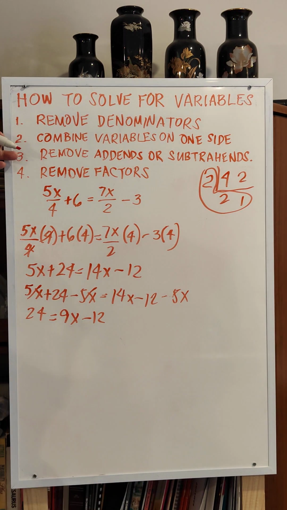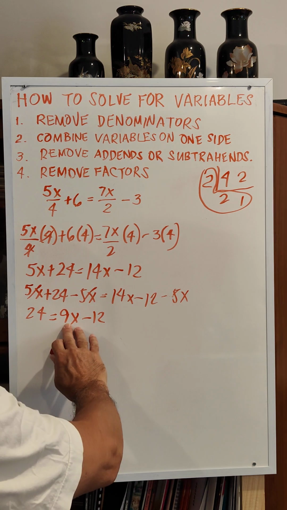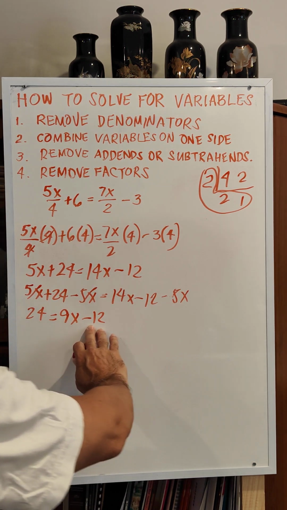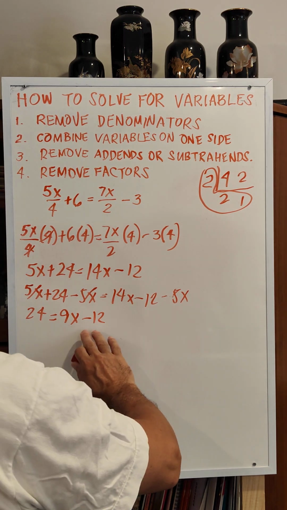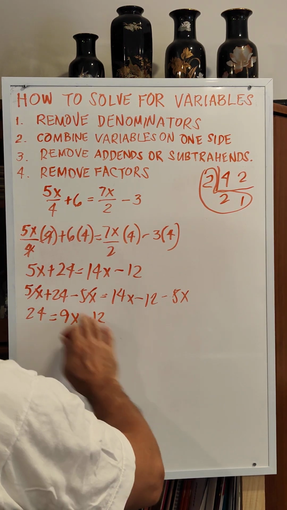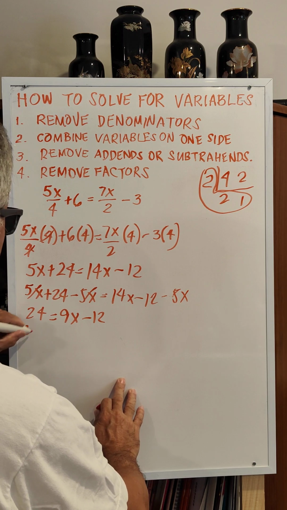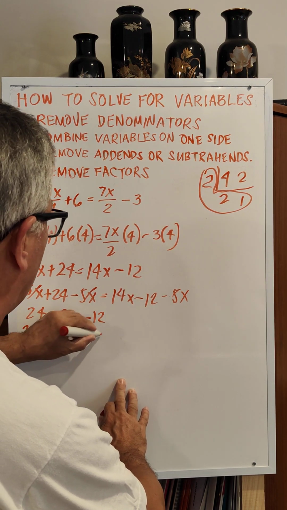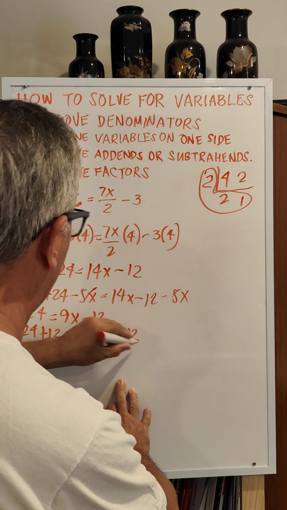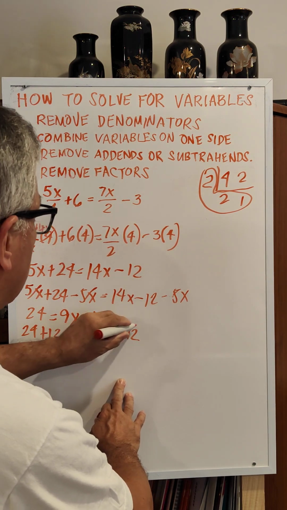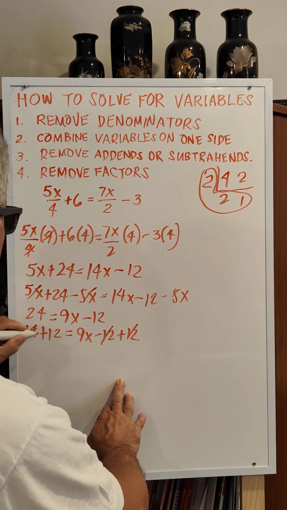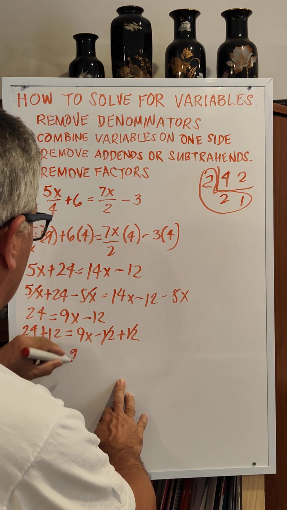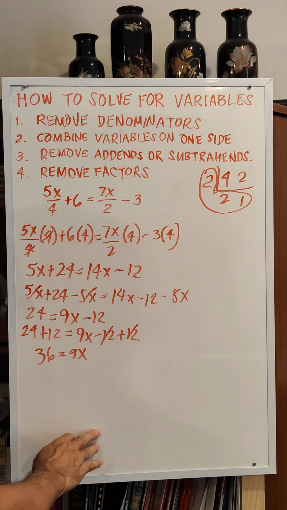Next is to remove addends or subtrahends. 9x has minus 12. So the opposite of minus is plus. So we have to add 12 in this side and in the other side. So 24 plus 12 is equal to 9x minus 12 plus 12. So this will cancel out. 24 plus 12 is 36 is equal to 9x.